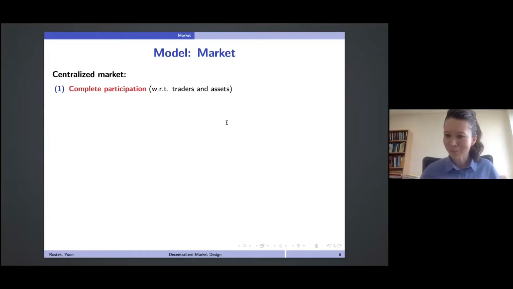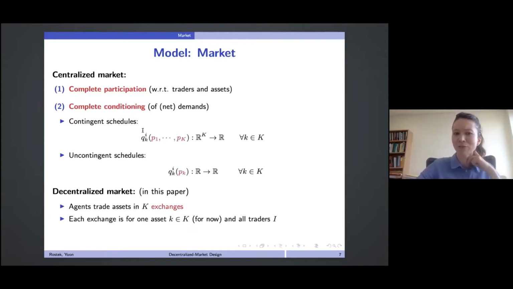Right, so imagine I participate in the market with two exchanges, each for one asset, let's say the same asset. Should the demand I'm submitting in one exchange allow me to condition on the price from the other exchange? Okay, so in other words, should I be submitting a fully contingent schedule, R2 to R2, with the quantity of each asset being a function of the price vector? Or should I be submitting two uncontingent schedules, R to R, with the quantity of each asset being a function of the price of that asset alone?